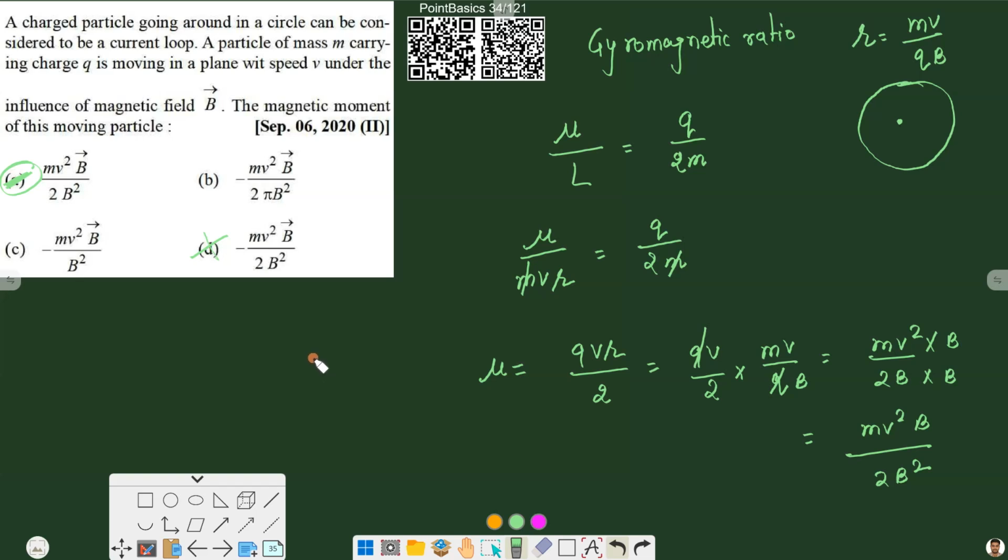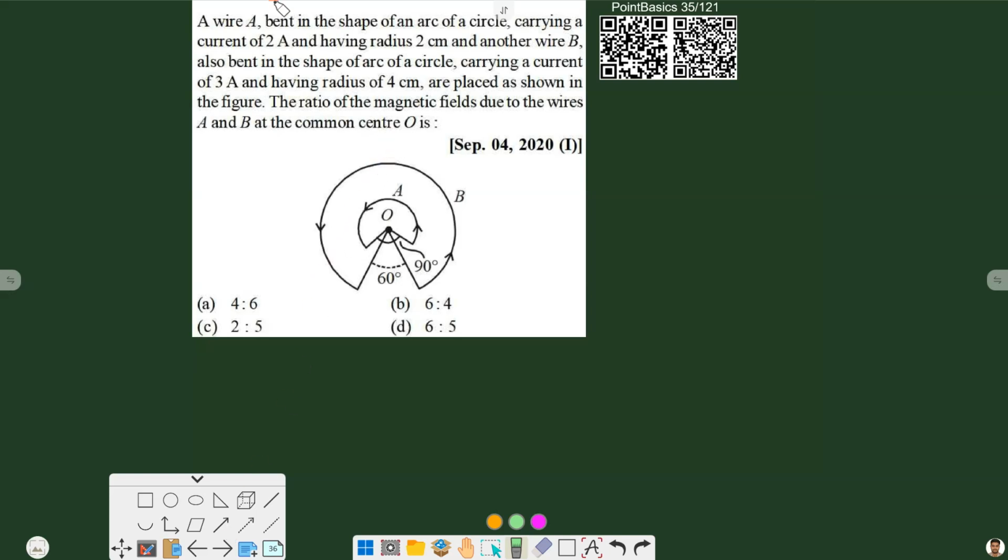Moving to the next one. Here we have wire A bent into the shape of an arc of a circle carrying a current of 2 ampere having radius 2 centimeter. Another wire B, also bent in the shape of an arc of a circle carrying a current of 3 ampere having radius 4 centimeter, are placed as shown in the figure. The ratio of magnetic field due to the wires A and B at the common center O. So we have to find out the magnetic field ratio at common center O.